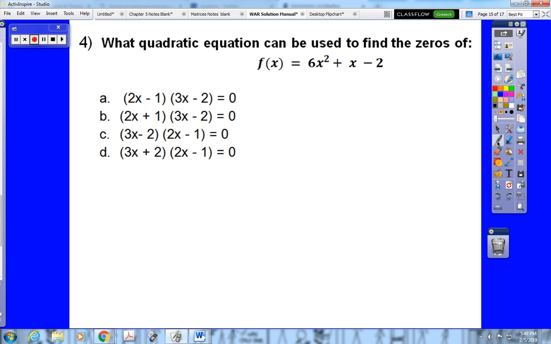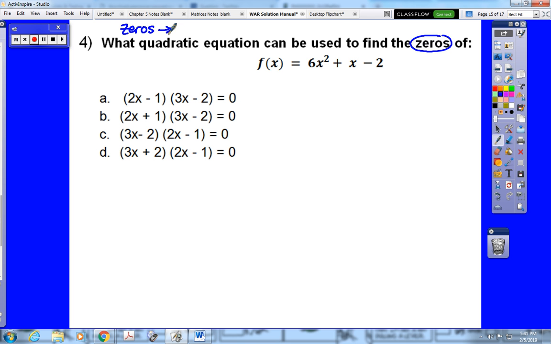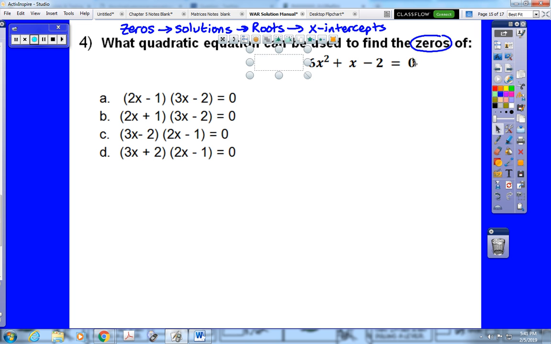Okay? Well, again, zeros is a word that you should immediately represent with several other words. You should immediately realize that zeros is the same as solutions, is the same as roots, is the same as x-intercepts. Now, if it says zeros, that's meaning we're supposed to solve. So that's why this particular worksheet says equals 0, because that's what you're supposed to do. You're supposed to plug in equals 0 and solve for x.